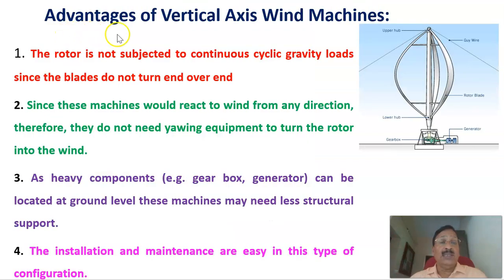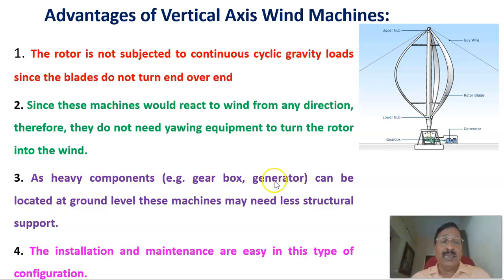Now let us see the advantages of the vertical axis wind machine. The rotor is not subjected to continuously cyclic gravity loads since the blades do not turn end over end. Since these machines react to wind from any direction, they do not need yawing equipment to turn the rotor into the wind. No yaw control is required in the vertical axis wind machine.